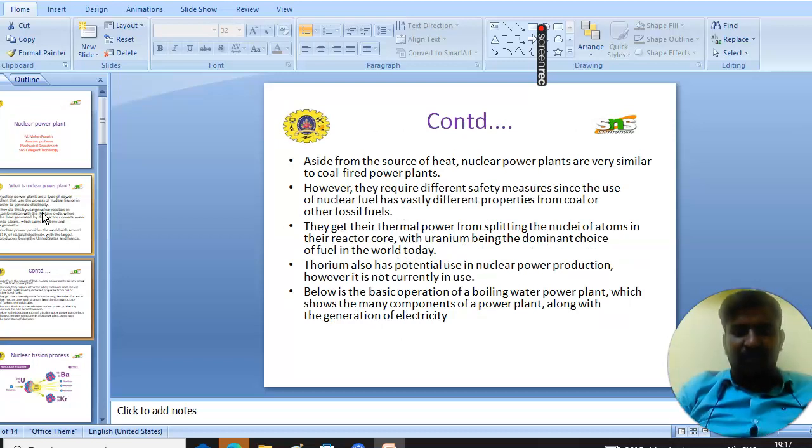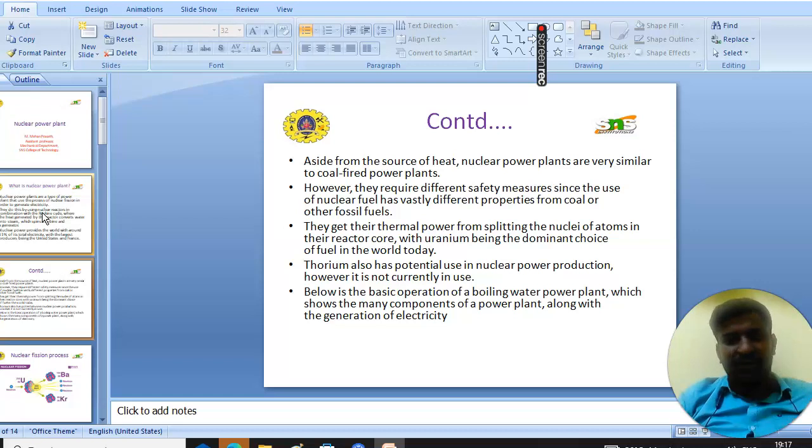Aside from the source of heat, nuclear power plants are very similar to coal-fired power plants. However, they require different safety measures, since nuclear fuel has vastly different properties from coal and other fossil fuels. They get their thermal power from splitting the nuclei of atoms in the nuclear reactor, with uranium being the dominant choice of fuel in the world today. Thorium also has potential use in nuclear power production. However, it is not yet settled in use.